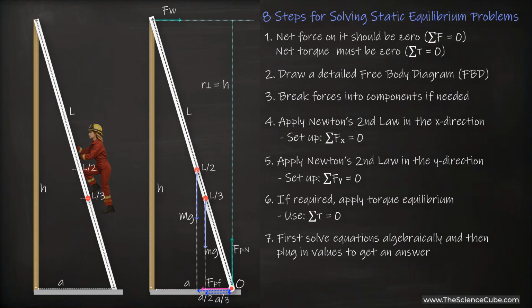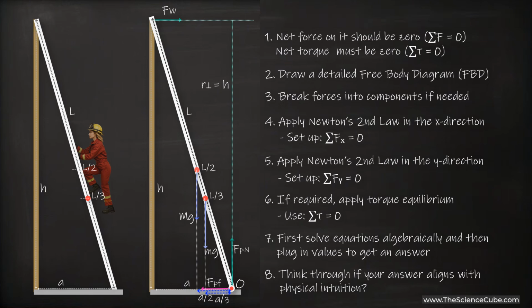Step 7 would be to solve the equations first algebraically and then plug in the values to get an answer. And finally, step 8 would be to think through if your answer aligns with your physical intuition. Like, are the directions and magnitudes of the forces that you've calculated reasonable, or do they seem out of place? If they do not seem reasonable, revisit the equations you've written and the assumptions you have made.